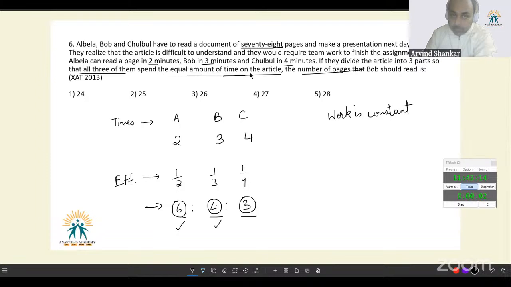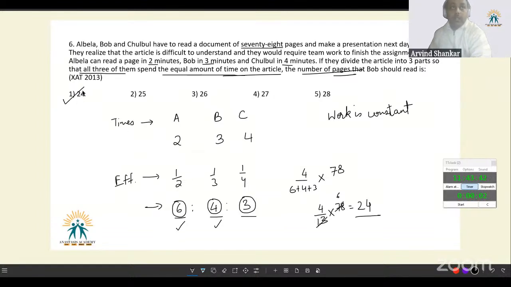If I want them to spend an equal amount of time, the work should be distributed among them in the ratio of their efficiencies. So if I'm looking to identify how many pages Bob should read, it should be 4 by 6 plus 4 plus 3 into the total work, which was the 78 pages. So we get 4 by 13 into 78, which cancels out to give us 24, or option 1 is indeed the right answer. Lots of people have answered.